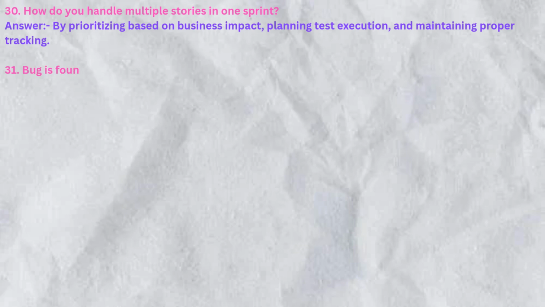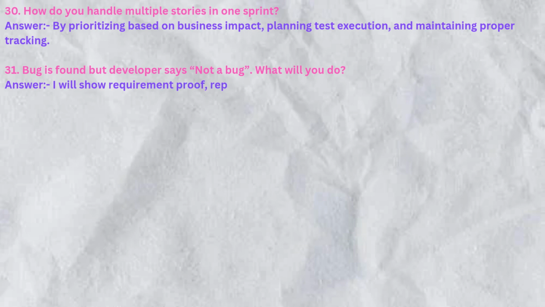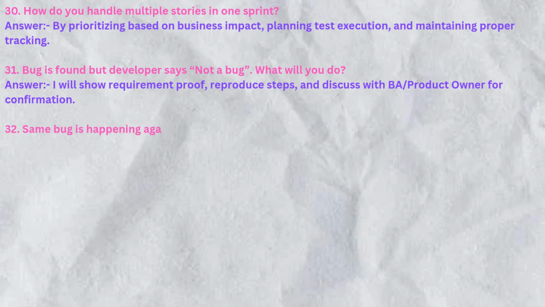Question 31. Bug is found but developer says, not a bug. What will you do? Answer. I will show requirement proof, reproduce steps, and discuss with BA, product owner for confirmation. Question 32. Same bug is happening again after fix. What is it called? Answer. It is called a reopen defect.